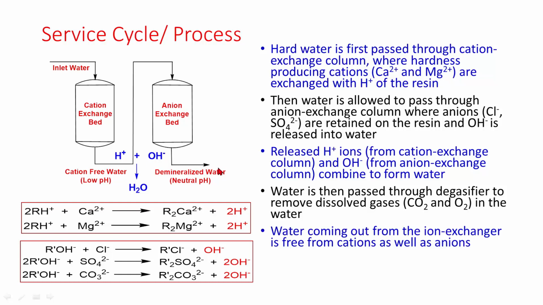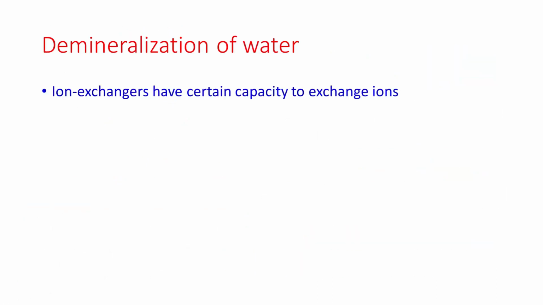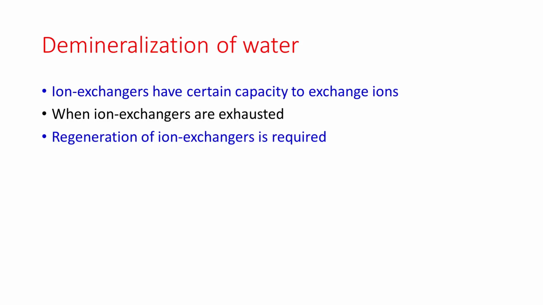Water coming out from the ion exchanger is free from cations as well as anions. Ion-free water is known as deionized water or demineralized water. Ion exchangers have a certain capacity to exchange ions. When ion exchangers are exhausted, regeneration of ion exchangers is required.